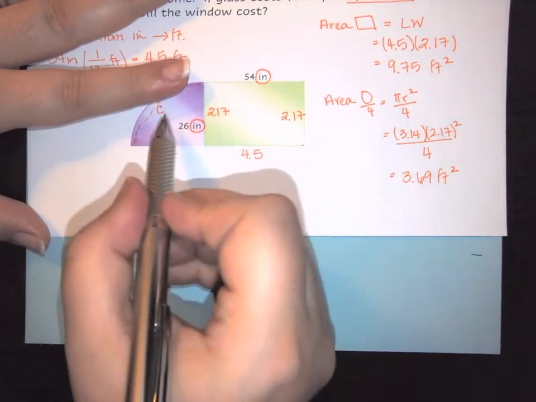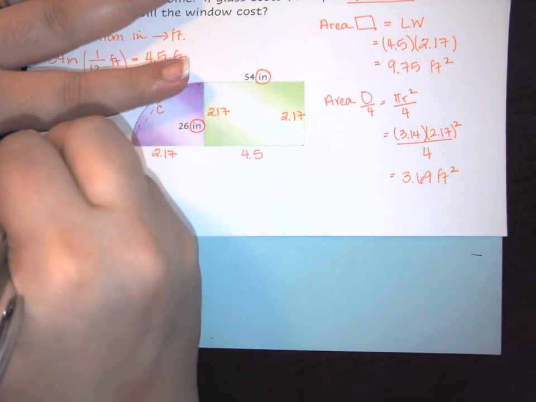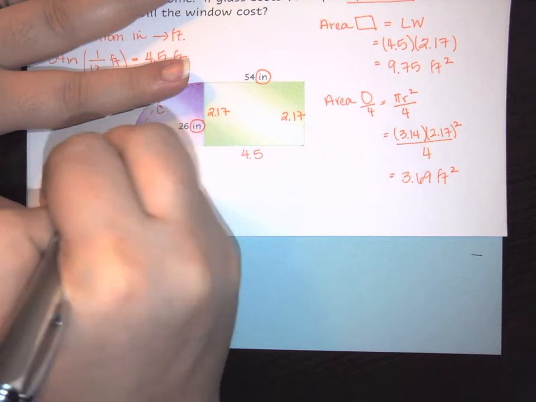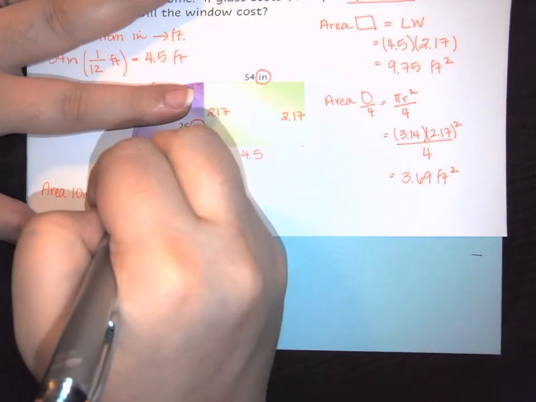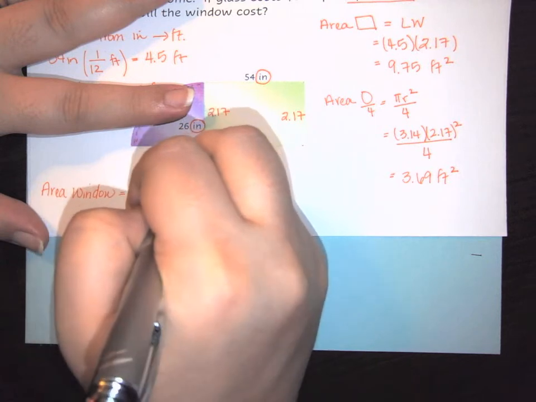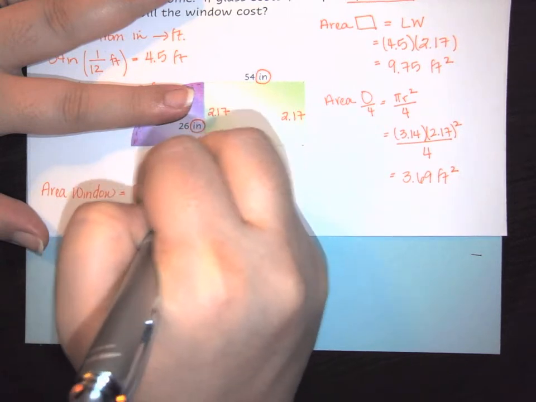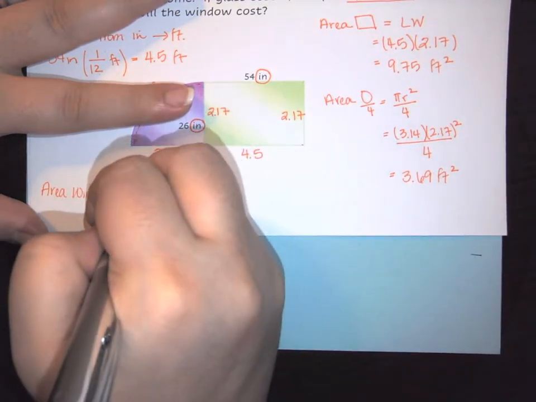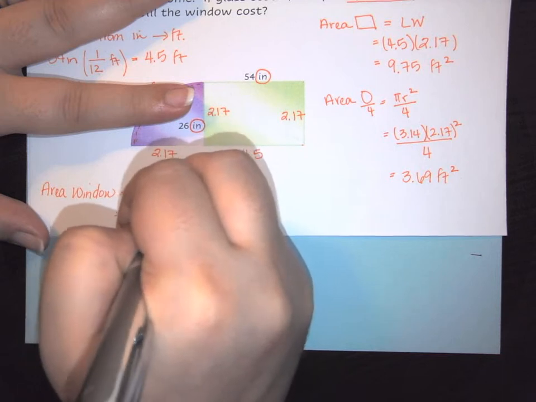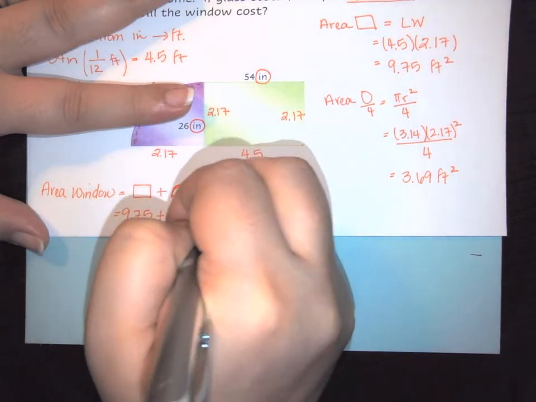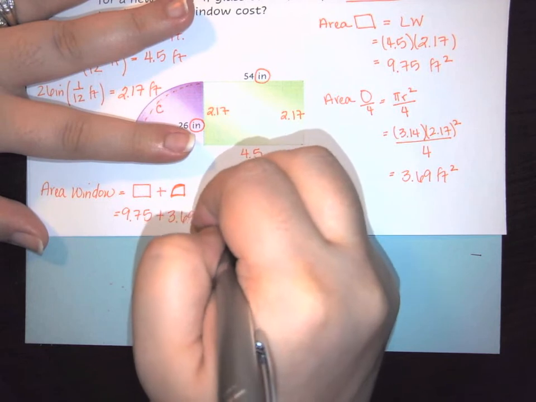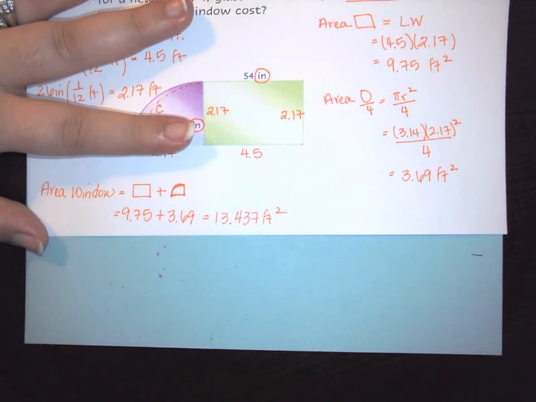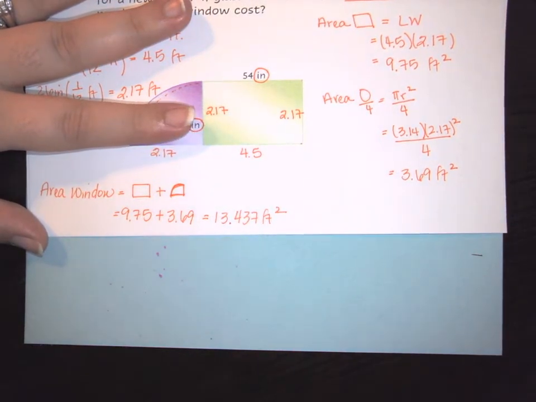Now that we know that, we can determine the area of the entire shape. So the area of the window is going to be the rectangle plus the quarter of your circle, which in this case is 9.75 plus 3.69, which gives you a total area of 13.437 feet squared. Now most stop here, and that does not actually answer your question.